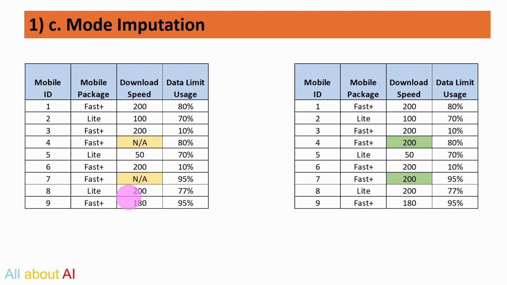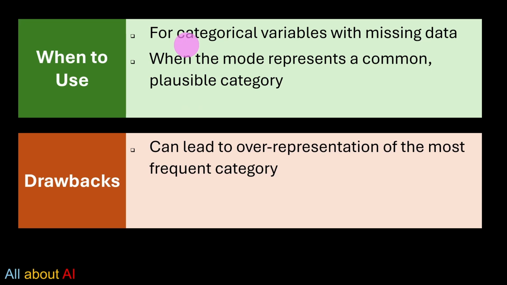For illustration purposes, here you can see for download speed, the most frequent value is 200. So that's the value we are replacing for the missing fields. As I said, it's used for categorical variables. When mode represents a common plausible category, then it's a very suitable way to handle missing data. It can lead to over-representation of the most frequent category. Let's take a quick look at the code.